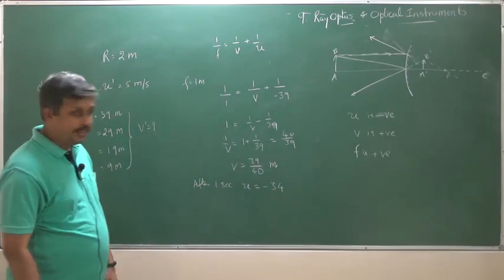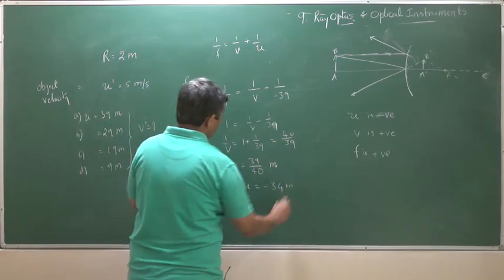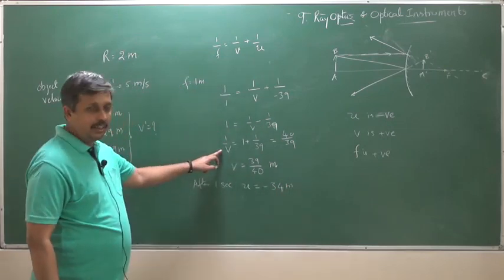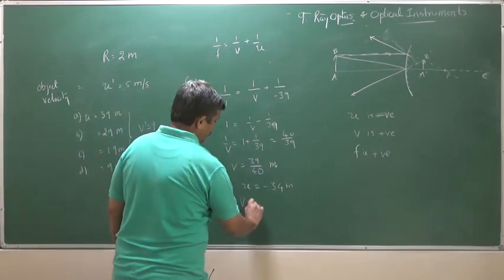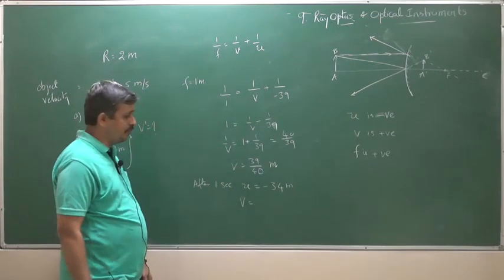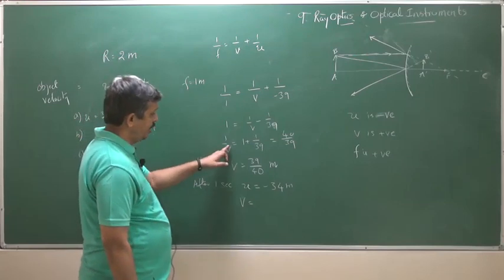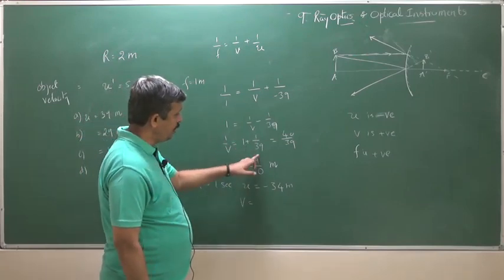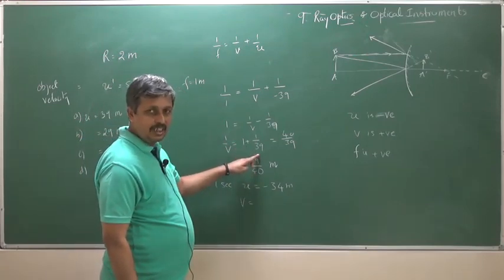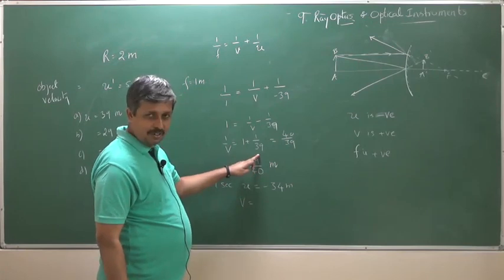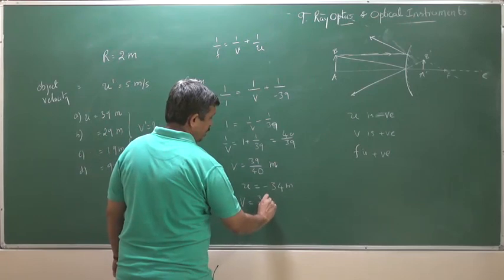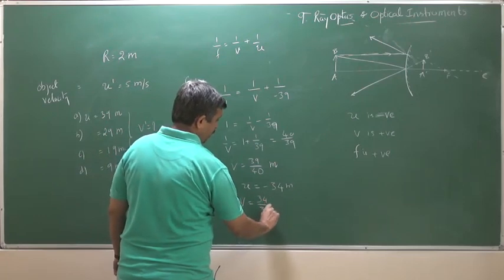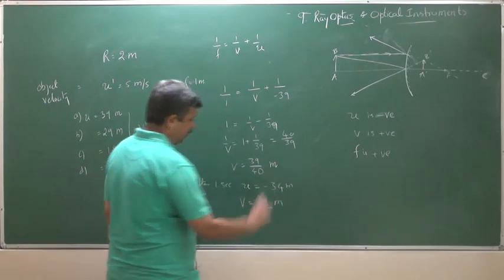So if u is minus 34, then applying the same rules here, you can calculate what is the value of v. After 1 second, what will be the value of v? Here again, 1 by v is equal to 1 plus 1 by 34, which is 35 by 34, or we can say v is 34 by 35 meters.